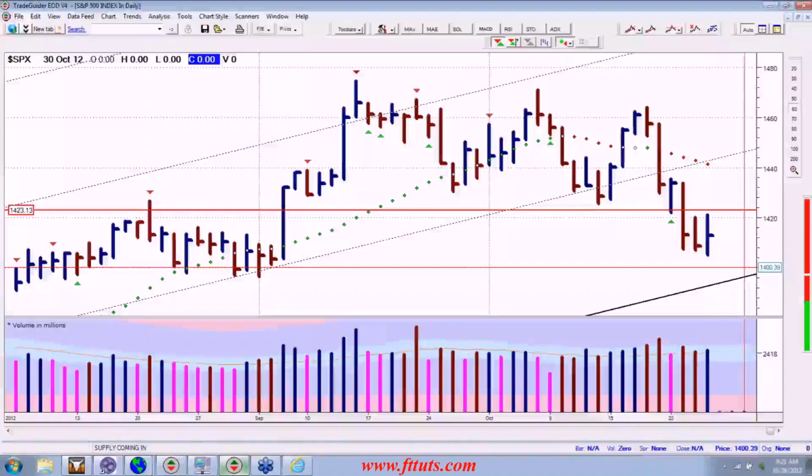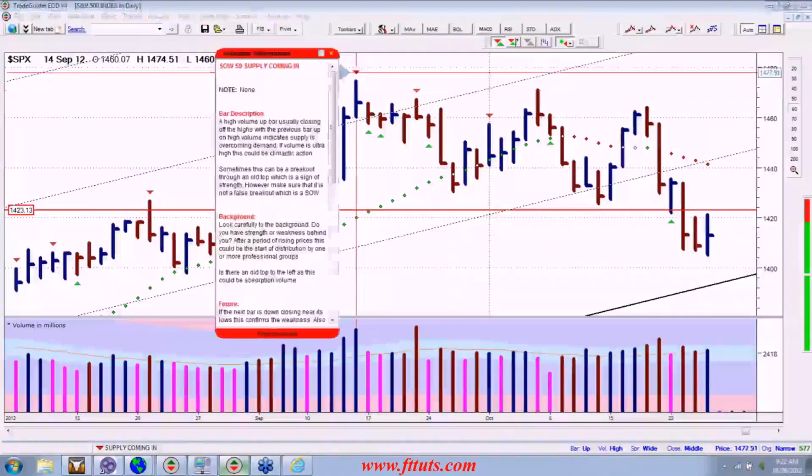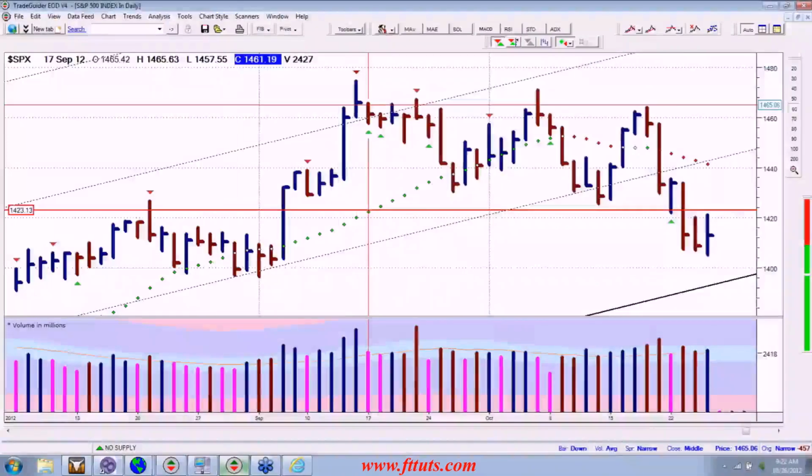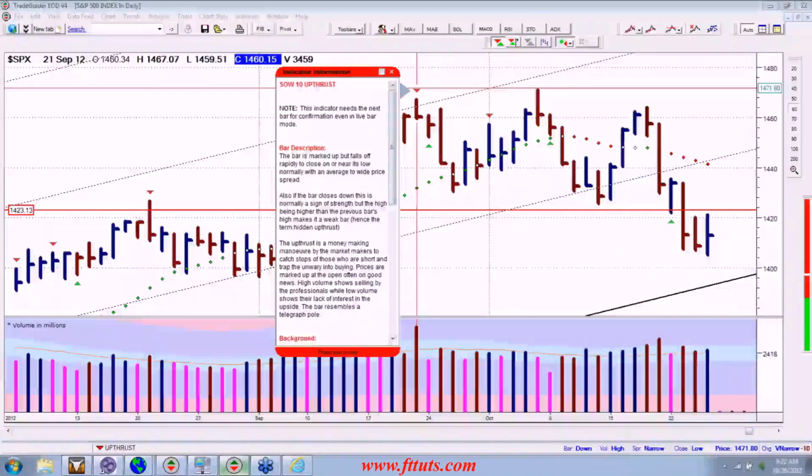There's no reason to think that this market is completely weak, but that was the reason the market began to fall on the daily chart. We've got a lot of volume on that. It closes on the low of the bar, or near the low. The next bar is lower, and then they upthrust it a few days later. So the daily chart will give you a big clue as to where the market's going.